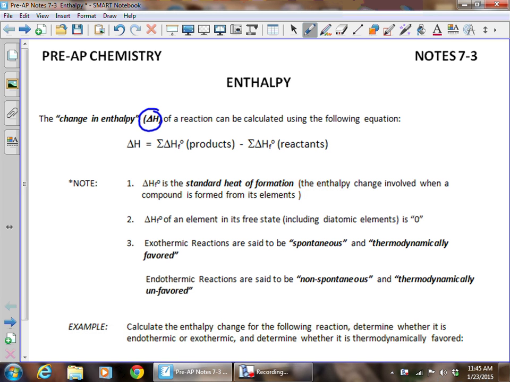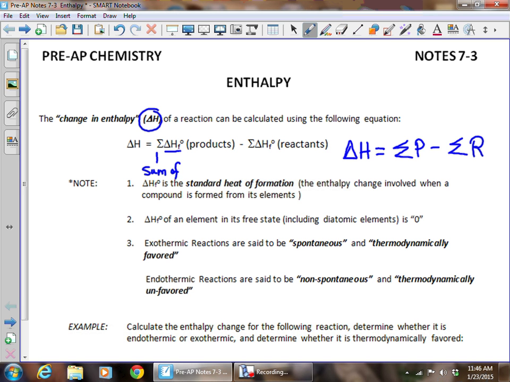Now this symbol right here is a sigma. It stands for the sum of adding up all of what are called the heats of formation of the products. We add up all of the heats of formation of the products and we subtract off the sum of all of the heats of formation of the reactants. So that seems a little bit complicated. Generally, what I usually write is just that delta H is equal to the sum of the products minus the sum of the reactants. That's how I write it by hand.